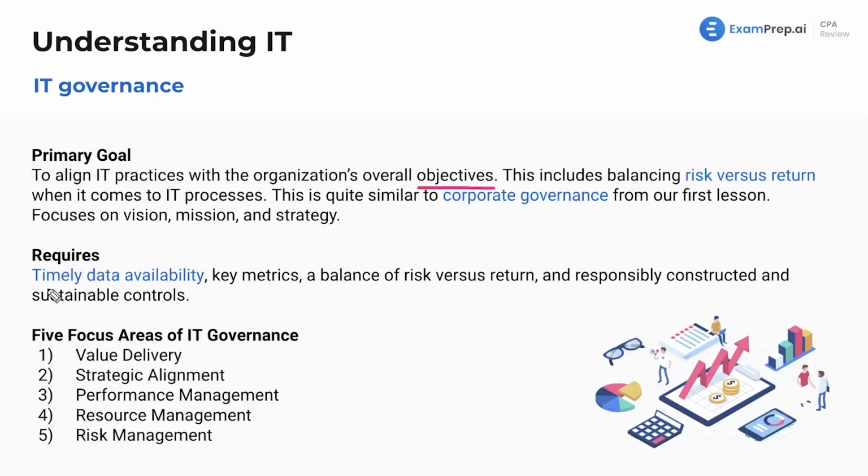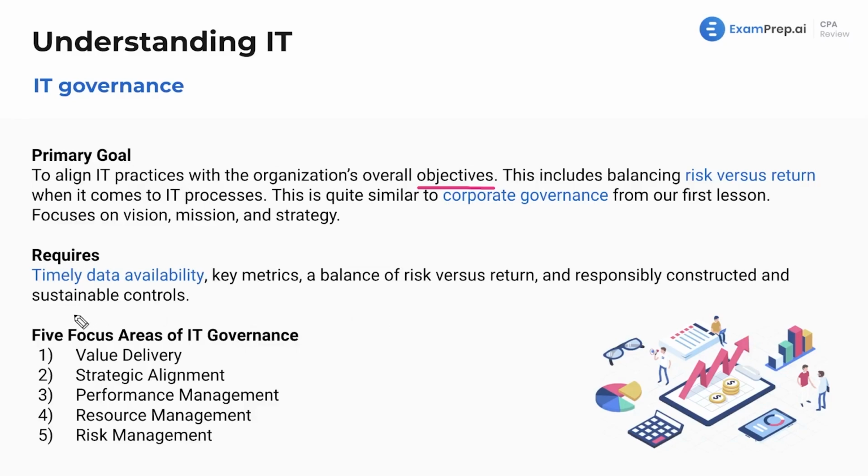Now, what does it require? It requires timely data availability. Well, you can't make decisions or do anything if you don't have data appropriately timed. Key metrics, a balance of risk versus return, and responsibly constructed and sustainable controls.